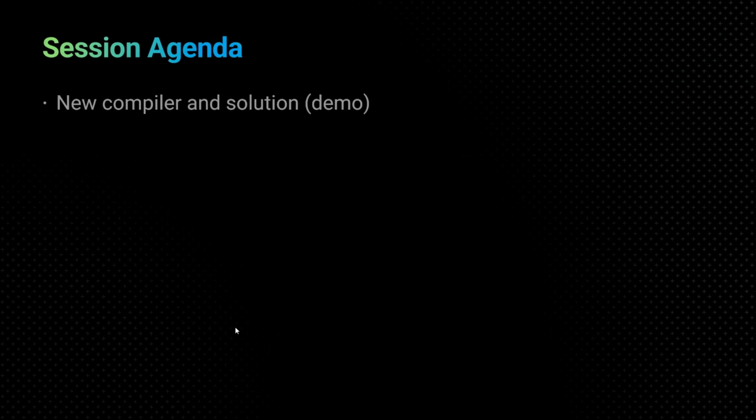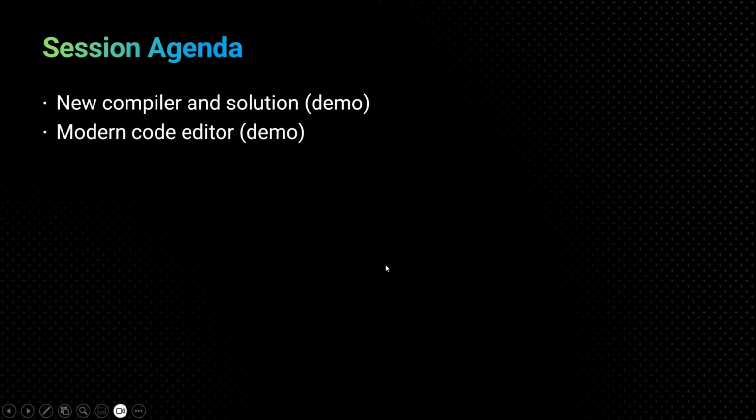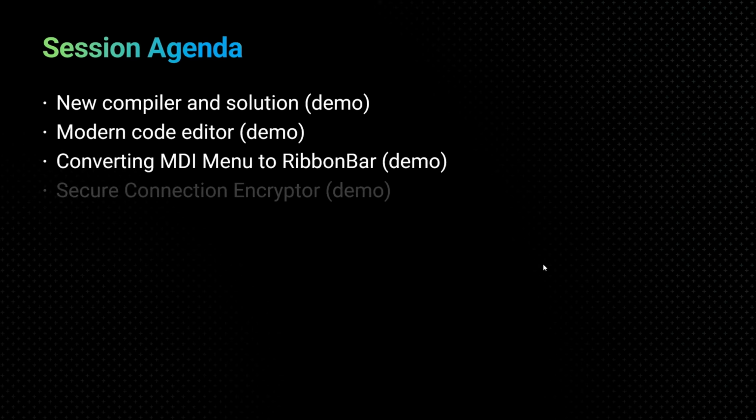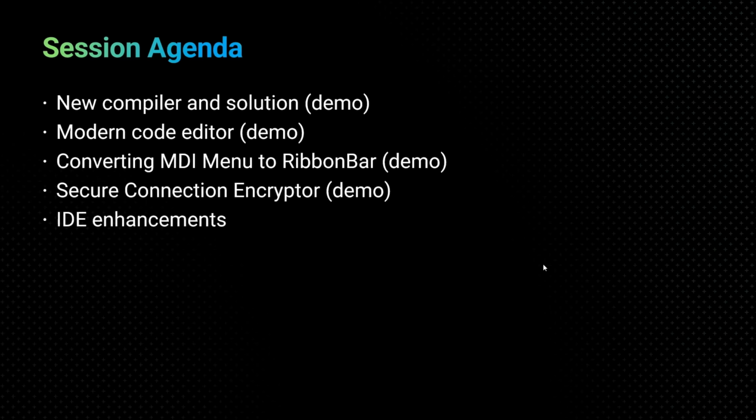Let's go over the agenda. The first thing I'm going to talk about, probably the biggest thing, is the new compiler and solution. There's an option now with the solution format to store the source code in plain text, and there's a new compiler that goes with that which is significantly faster than the current compiler. There's changes to the code editors in PowerBuilder to make them much more modern. There is an option for converting MDI menus to RibbonBar. There is a Secure Connection Encryptor, and then other various enhancements to the IDE.